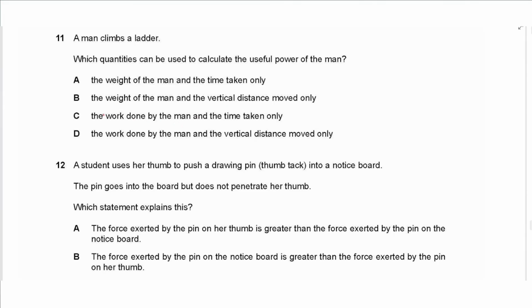We need time for the power. Work done by the man and the time taken. Yes, since power is equal to work divided by time. So the answer is C.